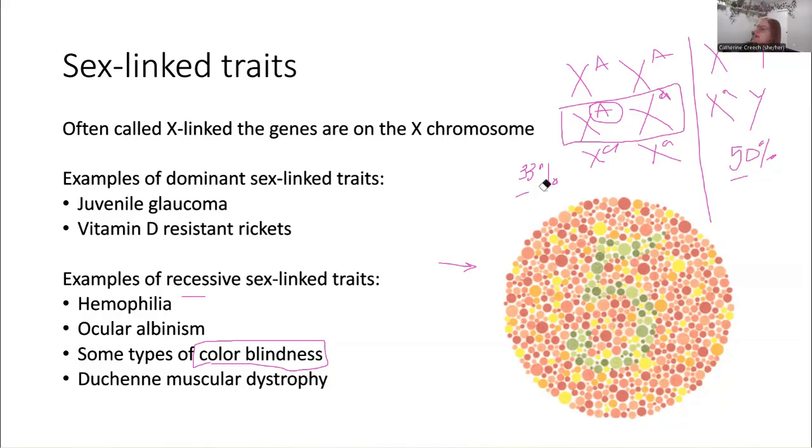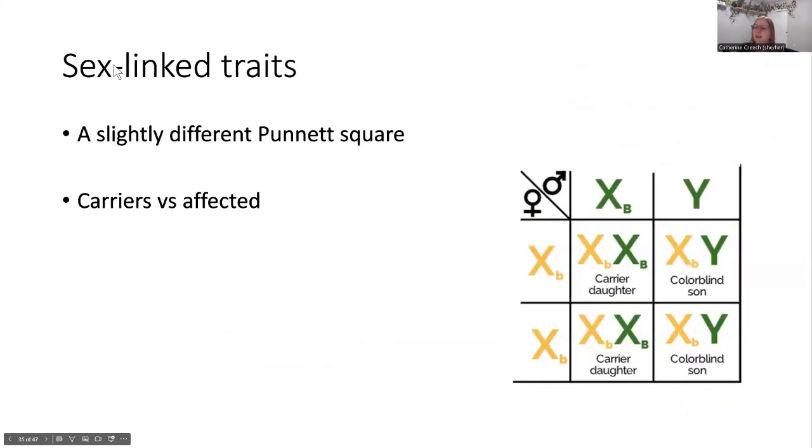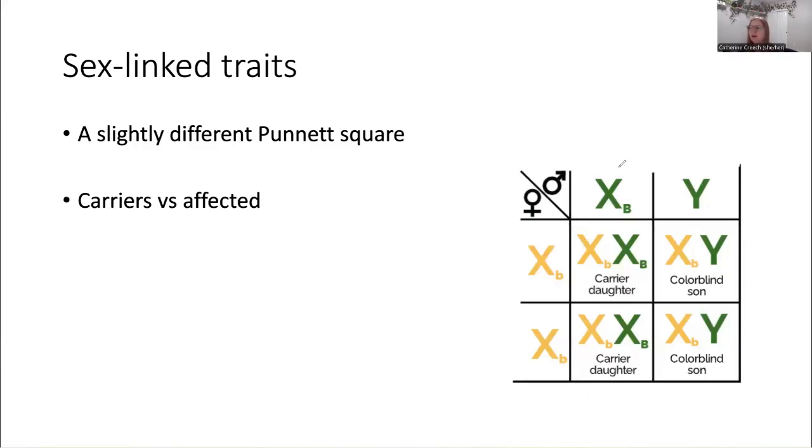Let's check out what a Punnett square looks like with a sex-linked trait. Here's the Punnett square. Now in this Punnett square, they put it as a subscript instead of a superscript. It doesn't matter. What's important to note is that there isn't anything on the Y allele, or on the Y gene, that it's only on the X.